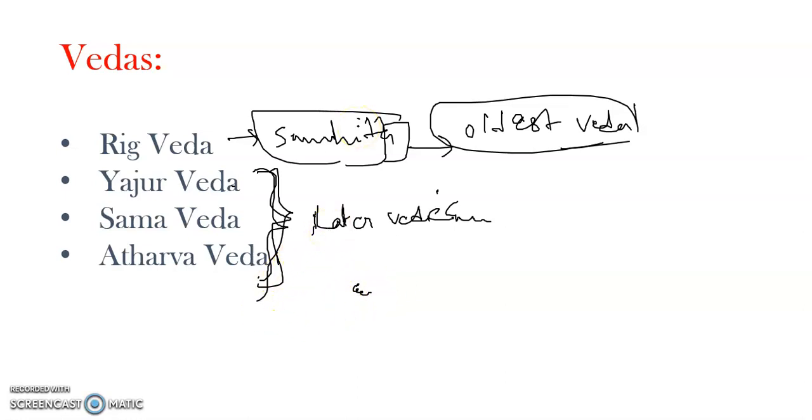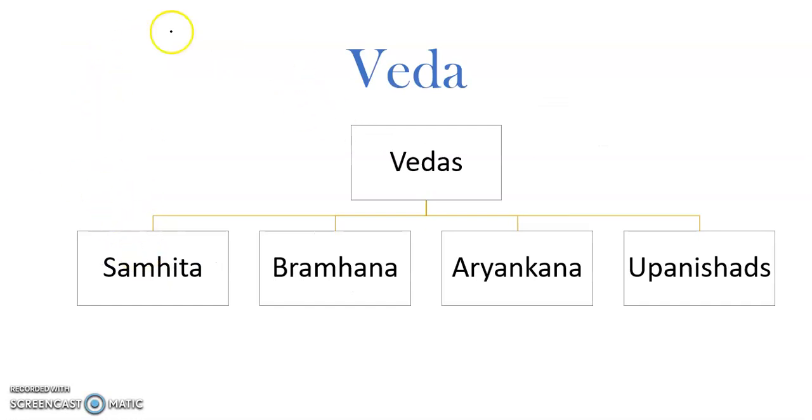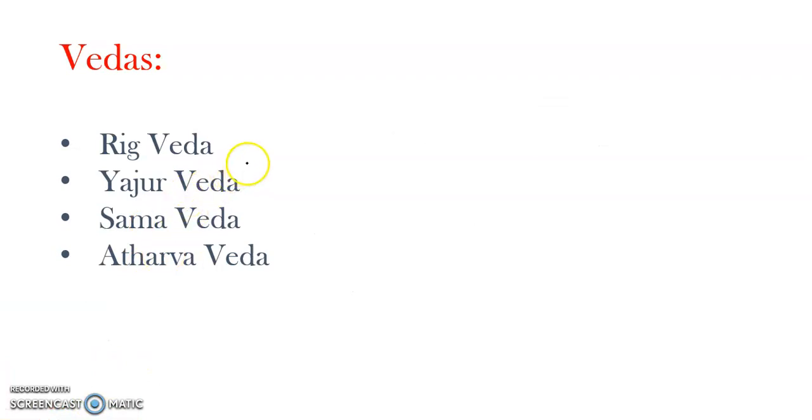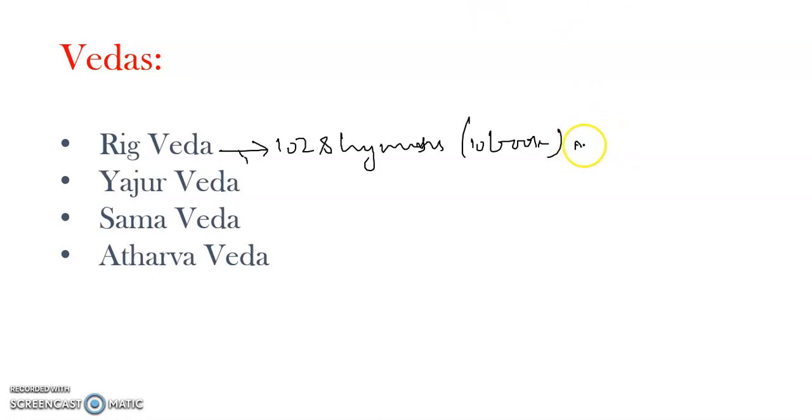Now, all the four Vedas are again divided into Samhita, Brahmanas, Aranyakas, and Upanishads. Now, Samhita in the sense, they are rituals. Rig Veda Samhita has 1028 hymns, which are arranged in 10 books, which are called mandalas. Similarly, Samaveda has 1810 hymns.